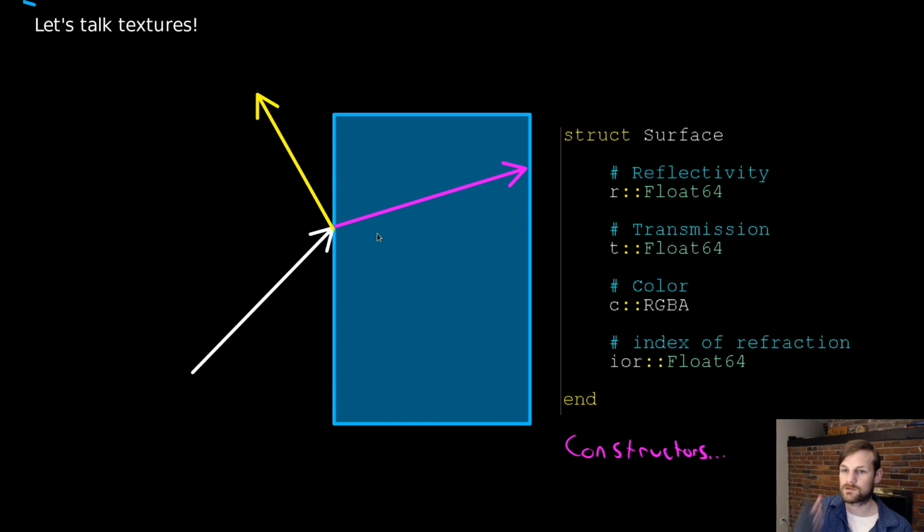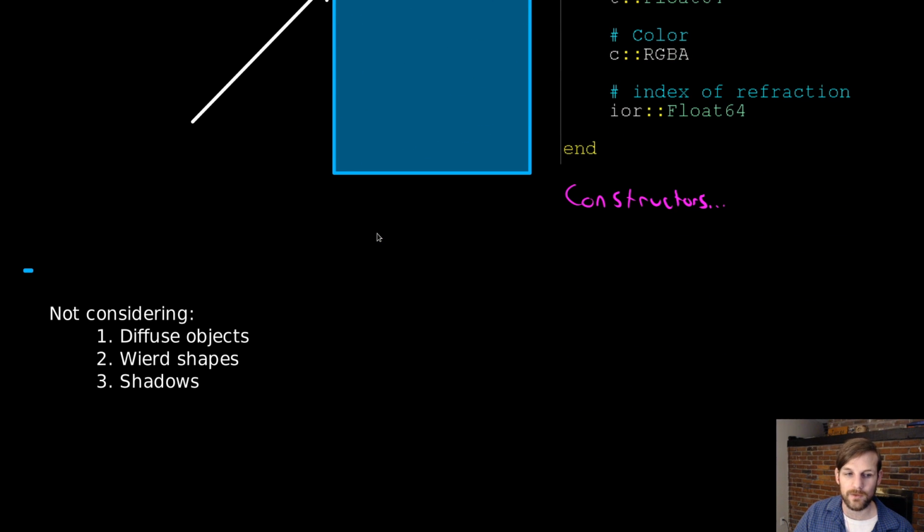One is that our struct for our surface actually has a number of constructors, just to make it a little bit easier for us to create this surface. And 2, there are a whole bunch of different objects that we're not going to be considering. The first is diffuse objects. That is to say, objects that scatter light in some direction. We're not dealing with this just because it's a bit complicated, and again, I think distracts from the overall purpose of this particular lecture.